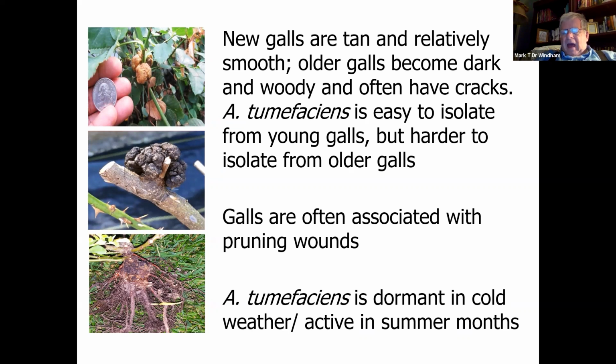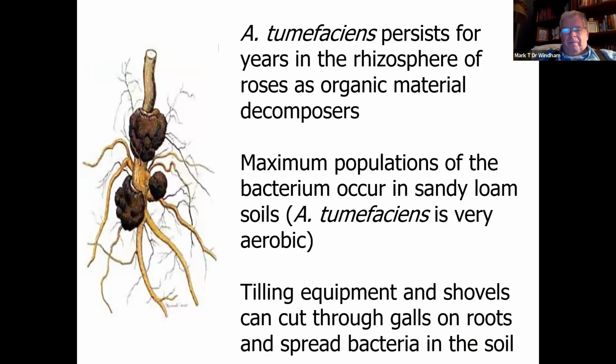Agrobacterium is active during the summer months, late spring, summer, and early fall. When it gets cold, when soil temperatures start to drop below 45 degrees and air temperature is around 50, the bacterium goes dormant. Extreme cold will not kill it. It just lays there dormant, waiting for it to warm back up the next year. And I mentioned that it's a primary organic decomposer.